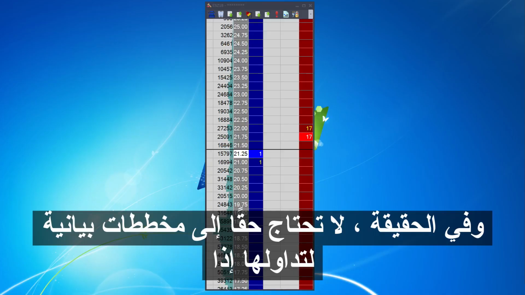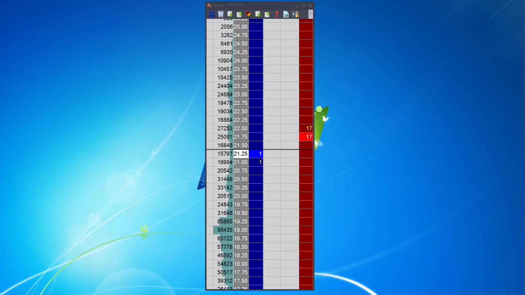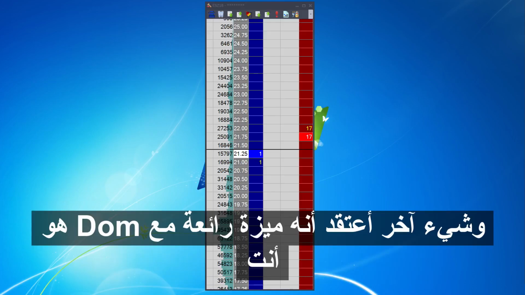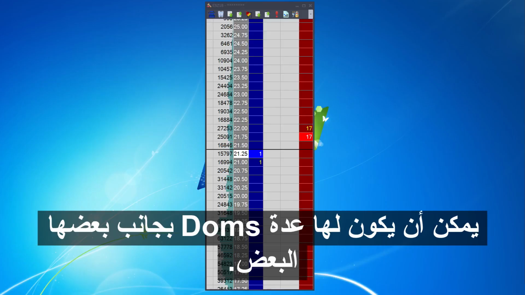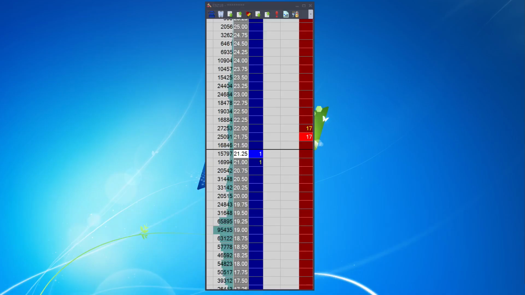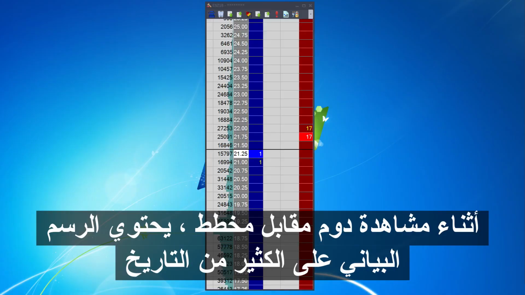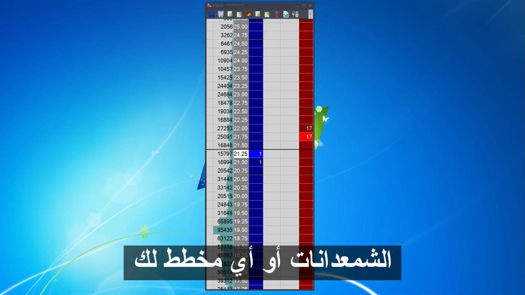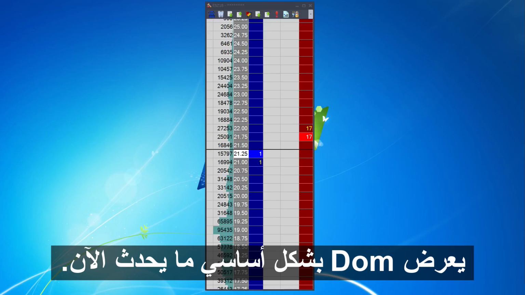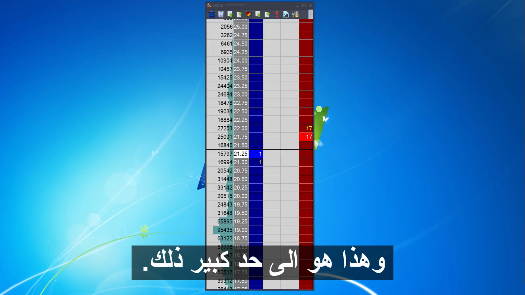And in fact, you really don't need charts to trade it if you're a day trader and you scalp. And that's another beauty about it. And something else that I think is a great perk with the DOM is you can have multiple DOMs next to each other. Therefore, you can watch several markets, and it's a lot easier to really understand what's going on while watching a DOM versus a chart. A chart has so much history with the candlesticks or whatever chart you use, line charts. All it is is history. The DOM is basically just showing you what's happening right now, and that is pretty much it.